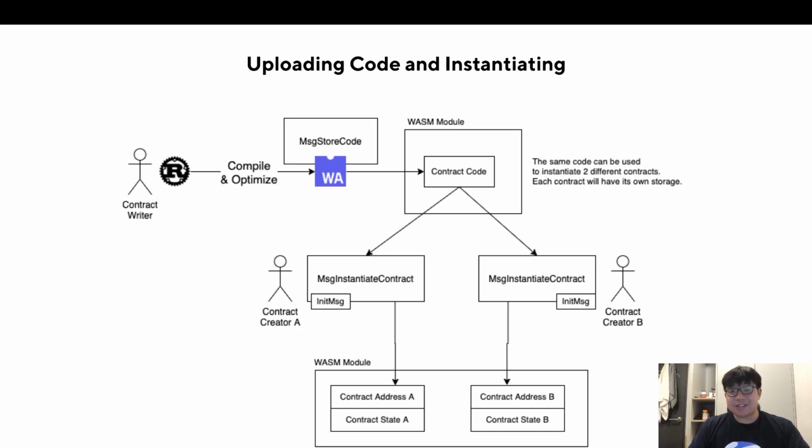So here, CosmWasm has decided to learn from Ethereum and decouple the storing of a smart contract's code on the blockchain and the actual instantiation of a contract. For example, there can be many contracts that use the same code, such as one ERC20 token code being used by multiple ERC20 implementations. So here we see the same code being used in two different contracts by contract creator A and contract creator B, each with their own init message, which customizes the contract. And then the module assigns a different contract address to each contract that has been created, as well as the contract's own private state.